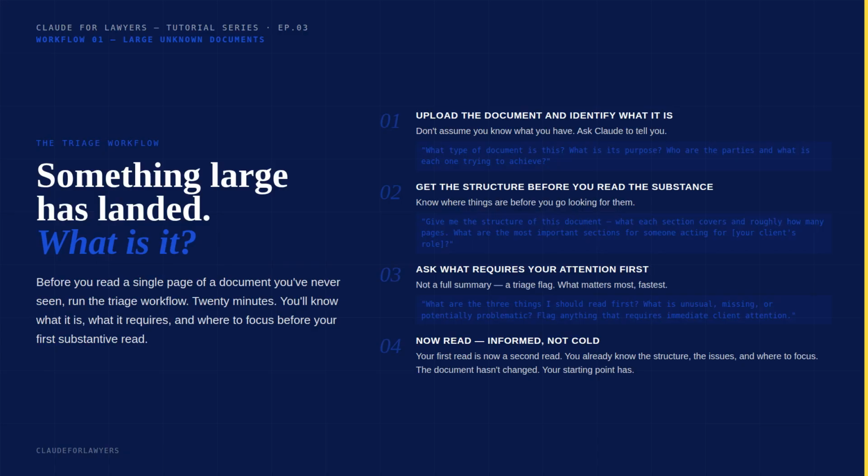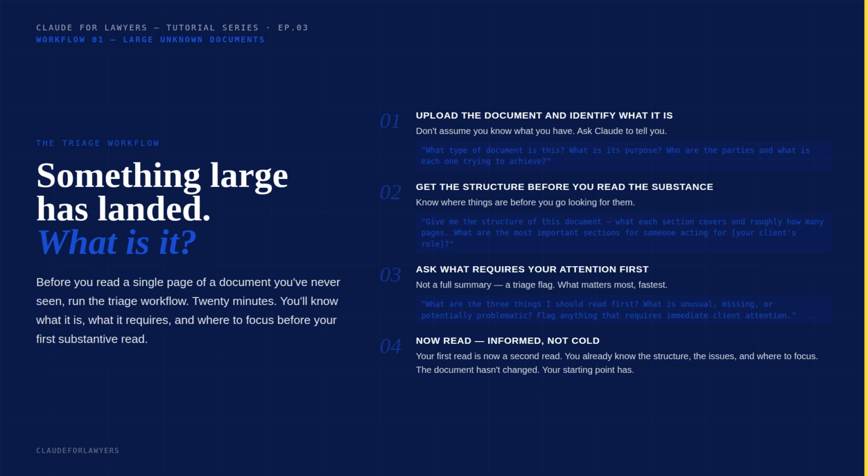Workflow 1. Large unknown documents. Something large has landed. A 200-page agreement, a disclosure document you've never seen before, an unfamiliar type of pleading. You need to know what it is and what it requires before you've read a single page.